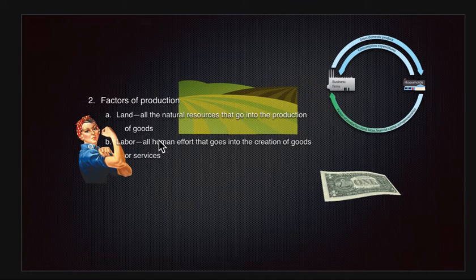And labor is defined economically as all human effort that goes into the creation of those goods or services. We're talking about donuts here. We're talking about goods that are being made. I guess there's a service involved in that too. So this is your labor aspect.